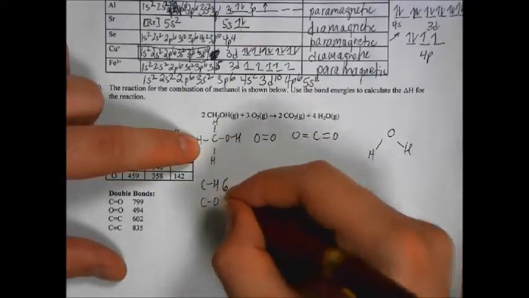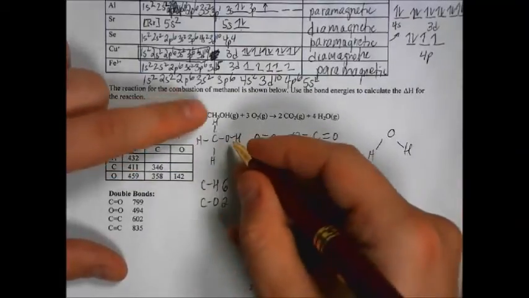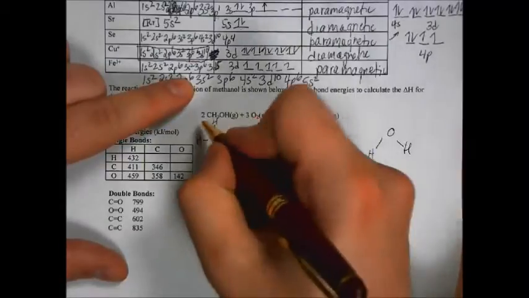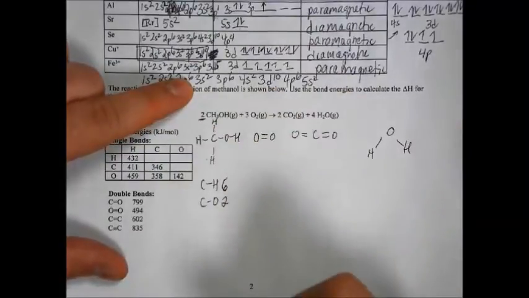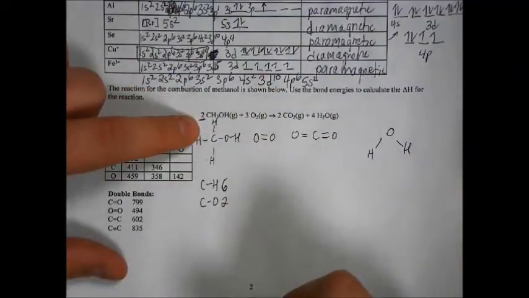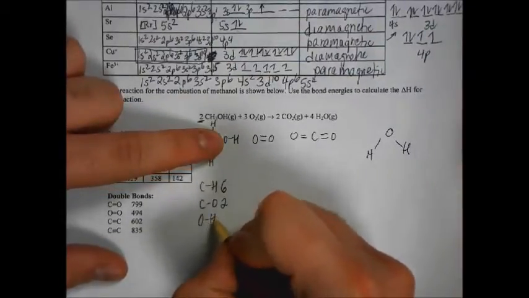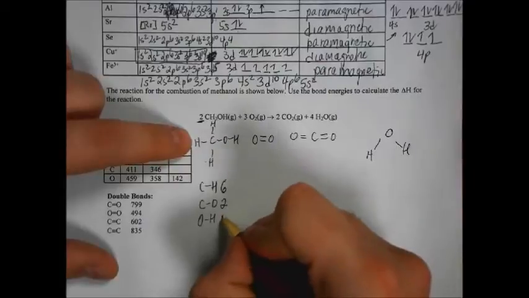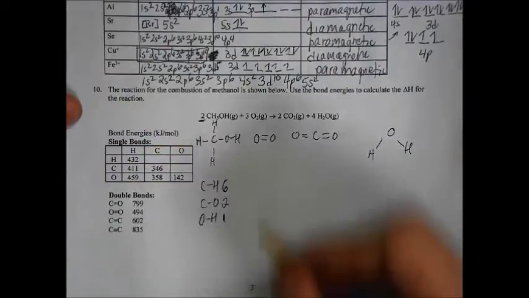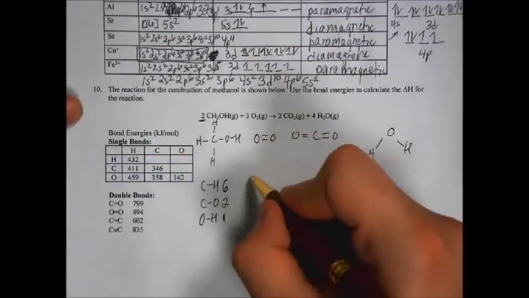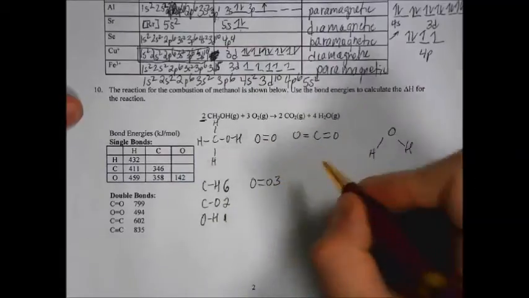We have a CO bond, so there's going to be 2 of those because there's 2. The reason why I'm making this 2 is because there's 2 in the stoichiometry. So you have to make sure you take into consideration the stoichiometry. And then there's going to be an OH bond. Here, there's going to be 1 OH bond. So we're going to have 3 OO bonds.